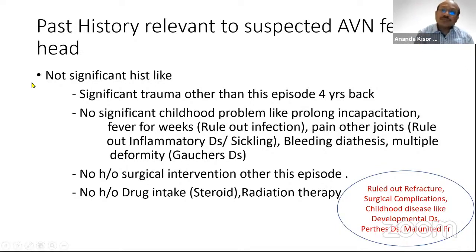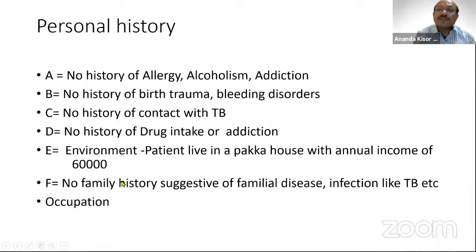Or there is no history suggestive of surgical intervention other than this episode. Like if there is a history of surgical intervention for an intracapsular neck of femur fracture, that can lead to avascular necrosis. So that history should be taken. Or there is a history of drug intake which may be related with avascular necrosis, like steroid and radiation therapy. So these are the relevant past history.